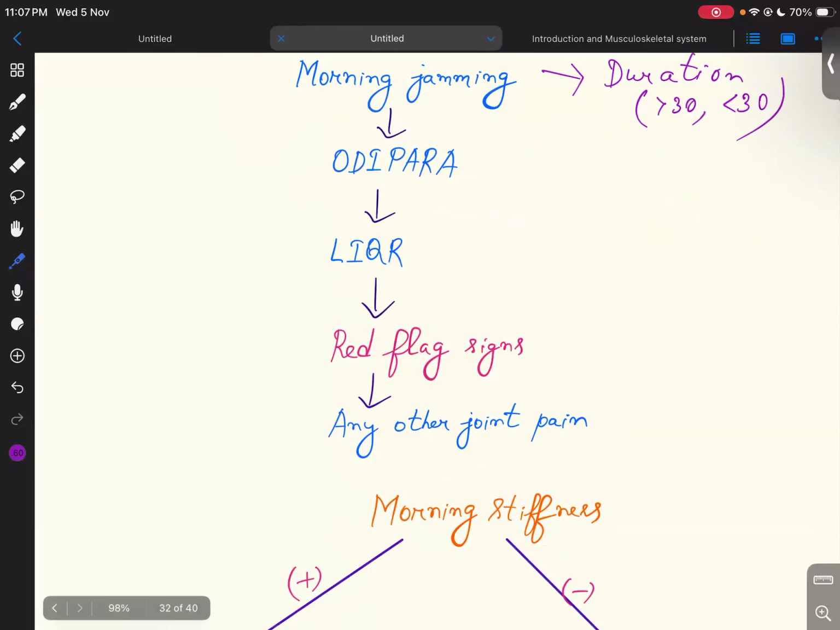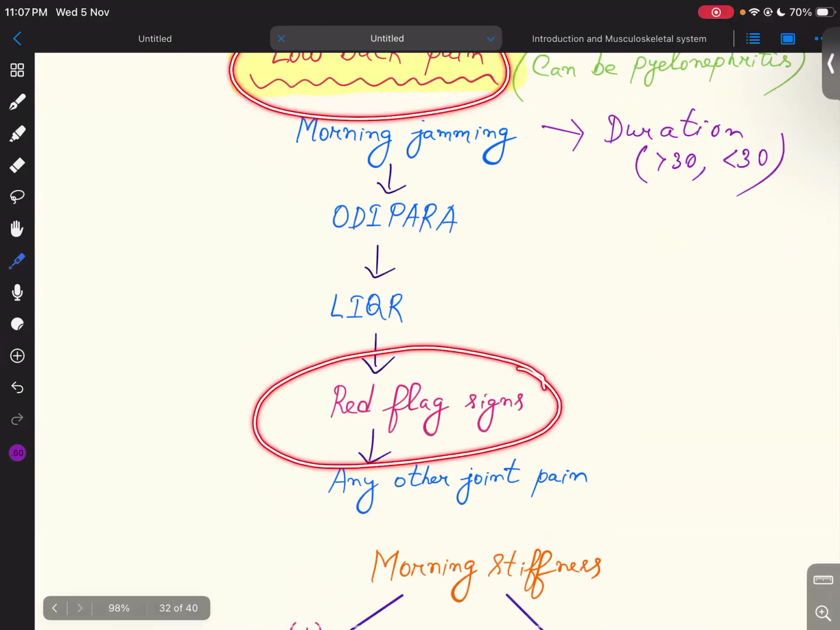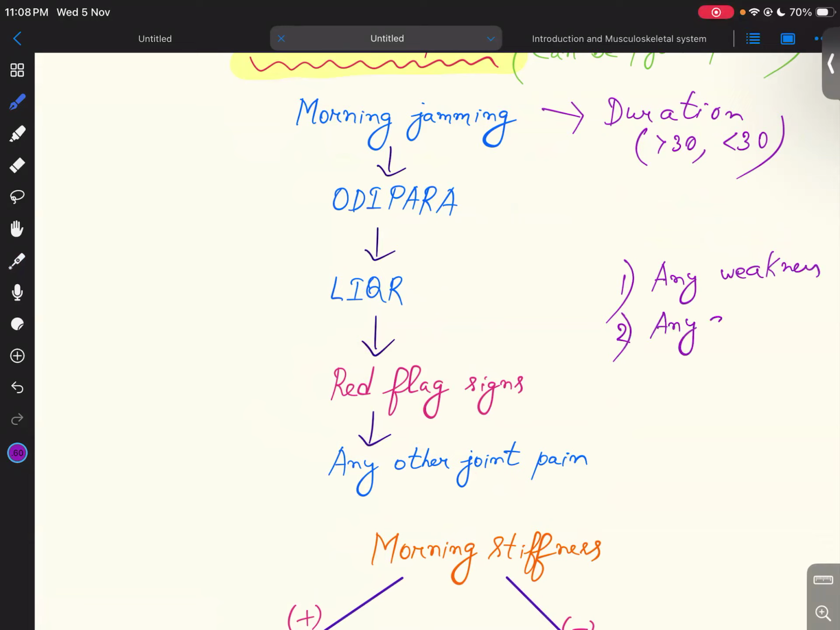Then the fourth thing will be to rule out any red flag sign for low back pain. We have to do this, it is a must. So what are the red flag signs? The first is any weakness of lower limb, any change in sensation of lower limb, then any change in sensation around the private part, to rule out perianal anesthesia. The fourth question is any loss of bowel or bladder control.